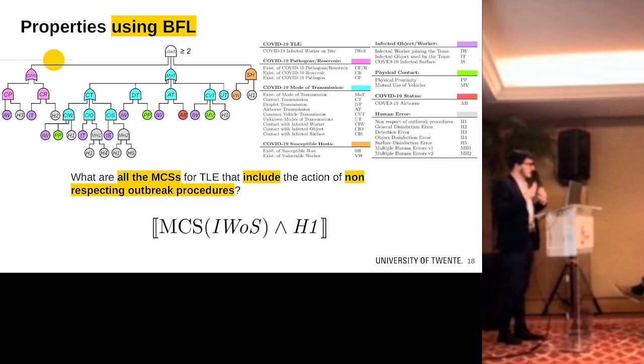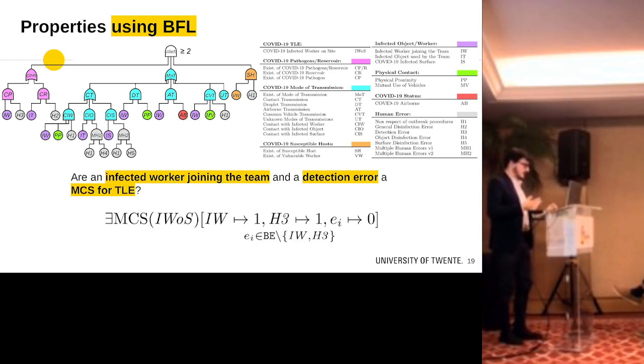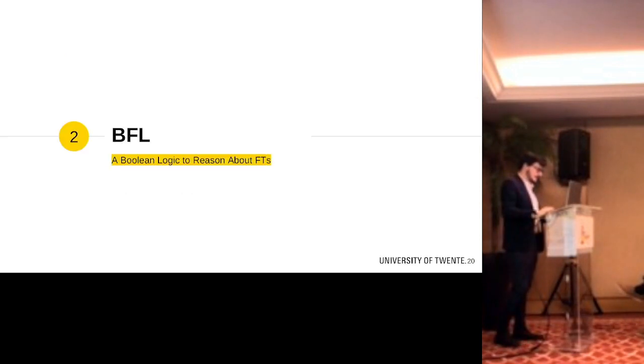We can also return all the minimal cut sets to the user. We use the square bracket for the satisfaction set. So what are all the minimal cut sets for the top-level event filtered by some kind of event happening, for example, that include the action of non-respecting the outbreak procedures. And then we can also make sure that something exists, of course, so are an infected worker joining the team and a detection error a minimal cut set for our top-level event. And yeah, this is sort of the expressive power that we are chasing here, that we are going for when we analyze our fault trees.